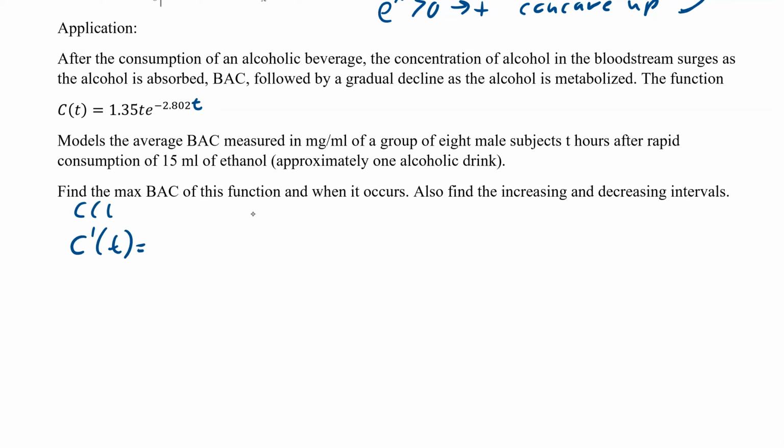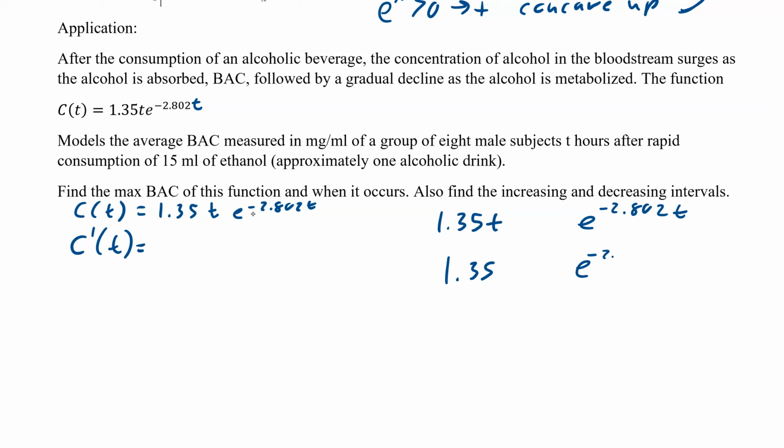So we take our function, c of t equals 1.35 t e to the negative 2.802 t. I had to add a t there because I forgot it. Then we split it. We know that it's being multiplied, so this is product rule. So this is 1.35, and then this is our exponential, e to the negative 2.802t, times the derivative of the top.